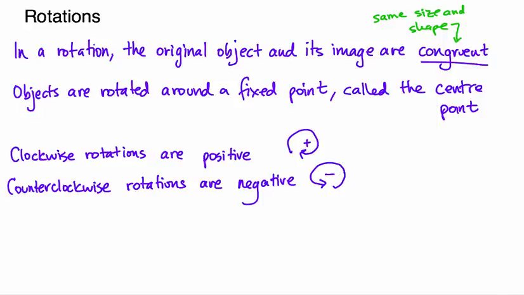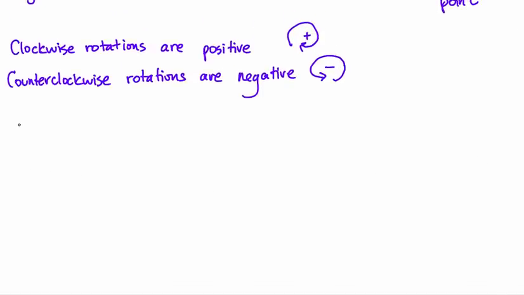Let's take a look at what I mean by a rotation. Let's say in this example we've got an object, and maybe it looks like this triangle, and we'll call that triangle ABC. This vertex is A, this vertex is B, and this vertex is C. This is the original object. Then I want to turn it around a center point down here, clockwise, so in a positive direction, maybe 90 degrees.